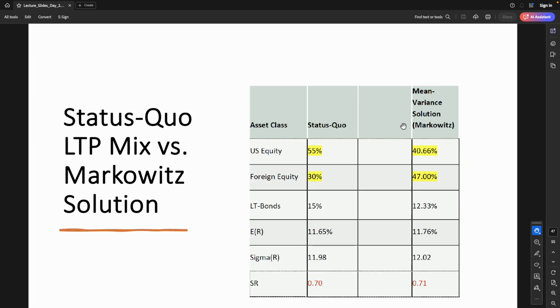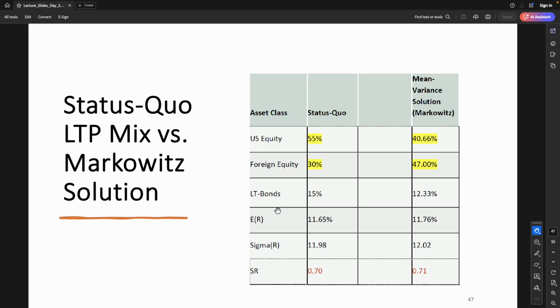So that's what I've been doing here. I look at my asset classes. I have now expected return, the volatility, sigma, and the Sharpe ratio. I compute here, I have here the portfolio holdings. They are given in the case. So LTP, I think if you go back to the very first slide on the case, you see these portfolio holdings in case you want to double check, but you don't have to. I checked once. So you have 55% was invested in US equity, 30 in foreign equity, 15 in long-term bonds.